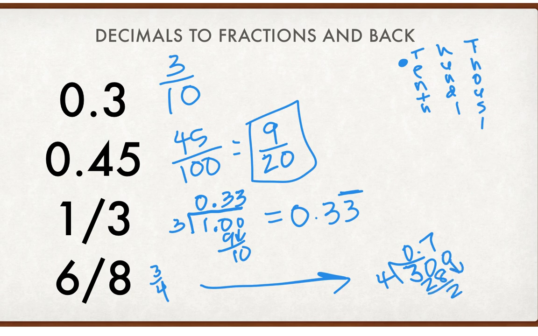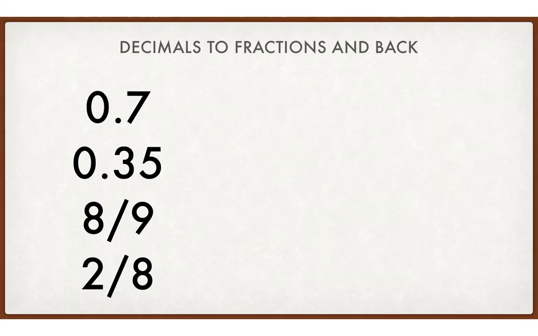Annex another 0 and bring it on down. 4 goes into 20 5 times, and then that's going to zero us out. So the answer to this one is just 0.75. So again, when we do fractions to decimals, we need to divide. So 1 divided by 3, and we've talked many times about how fractions are actually division problems. So now we're really using them as division problems.